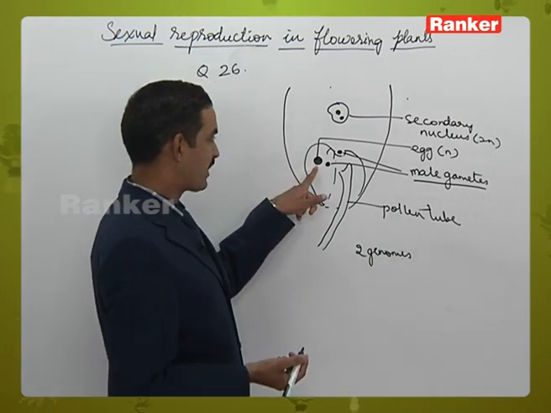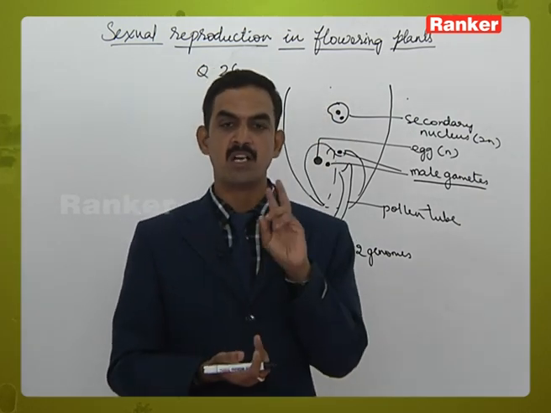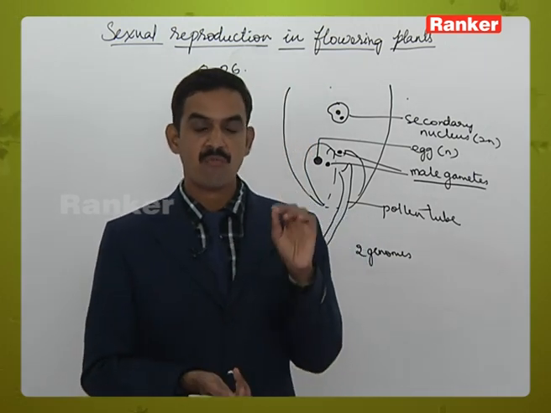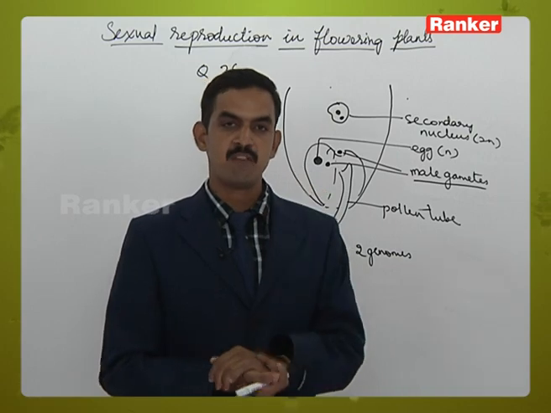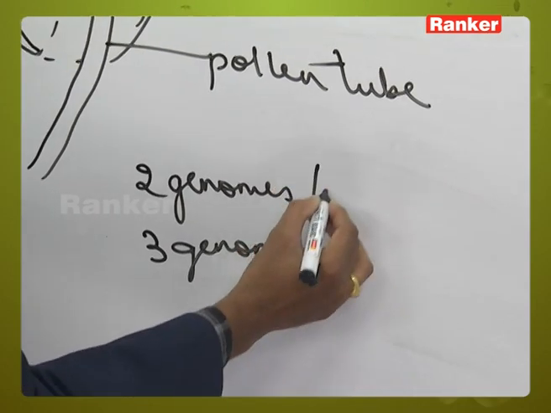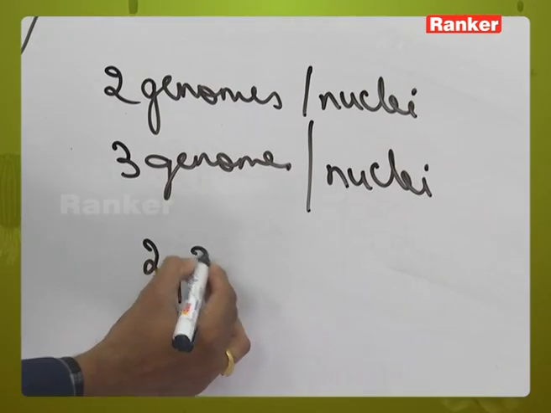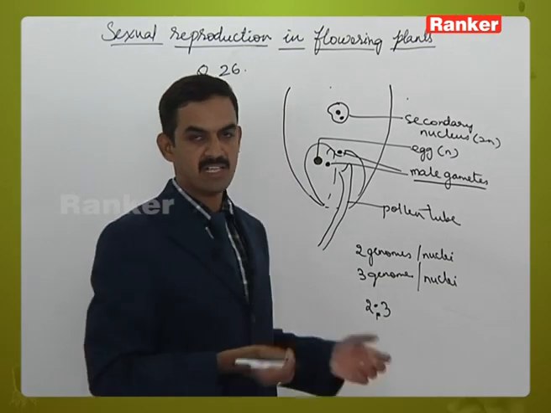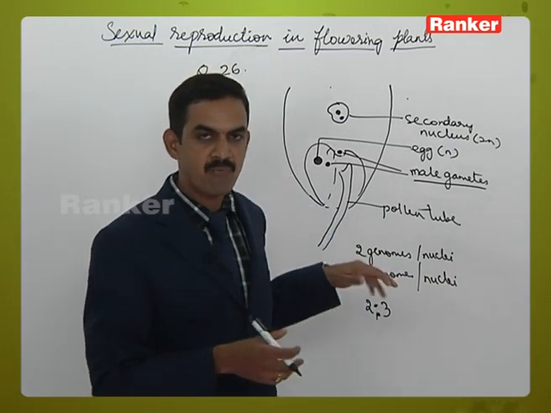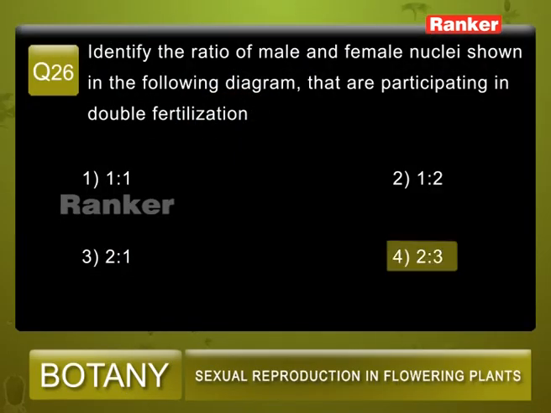Okay, here the 2 male gametes, each of them is haploid, so the number of genomes is 2. Whereas in the female structures, the egg cell is haploid and the secondary nucleus or the central cell contains 2 nuclei, that is the upper polar nucleus and the lower polar nucleus. So the number of nuclei belonging to the female structures is 3. So that is 3 genomes or 3 nuclei. That means 2 and 3, or we can say the ratio between male and female nuclei participating in the double fertilization shown in the figure is 2:3. Question number 26, correct answer is 4.